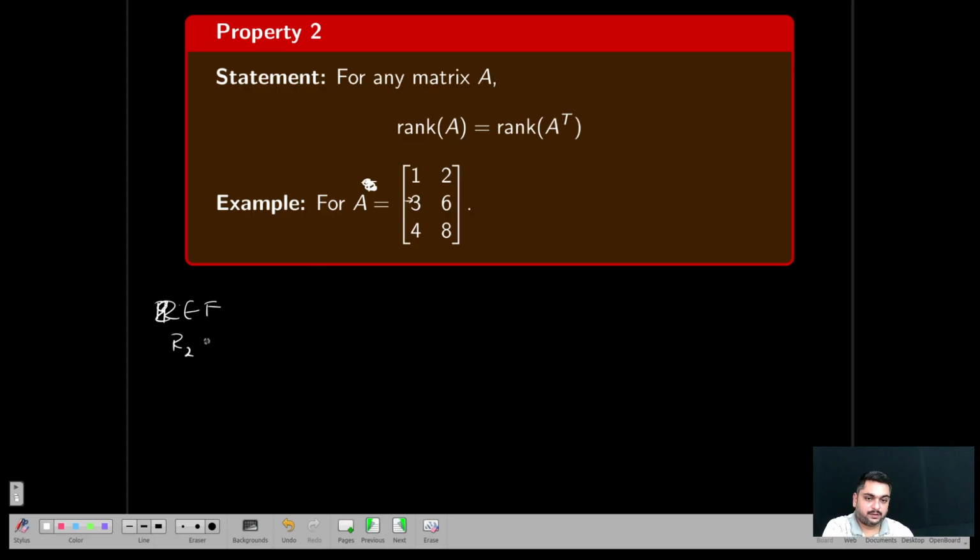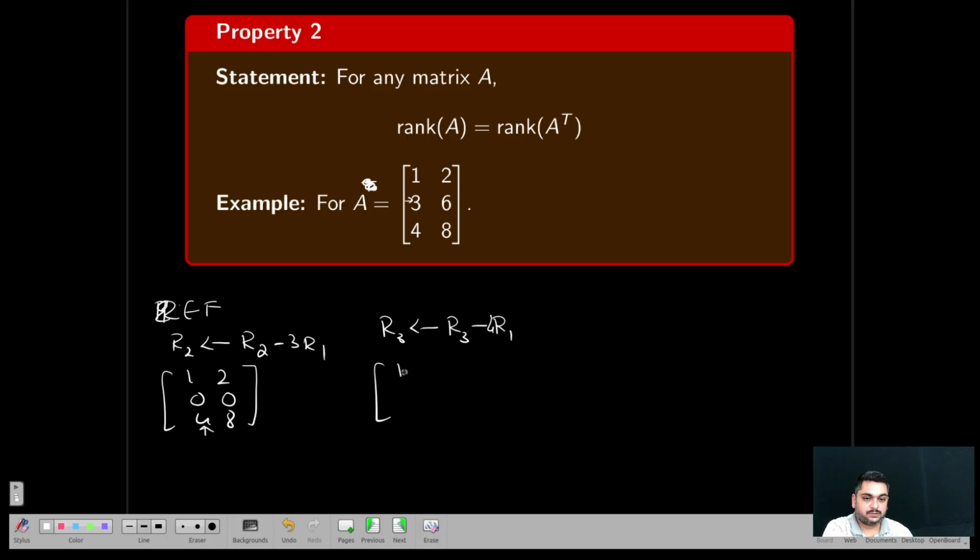That is R2 becomes R2 minus 3 R1. So this becomes 1, 2, 0, 0, 4, 8. Now try to make this 0. R3 becomes R3 minus 4 R1. So this is 1, 2, 0, 0, and then this becomes 0, 0. The rank of this matrix is, there is only one linearly independent row. So the rank of A is equal to 1.